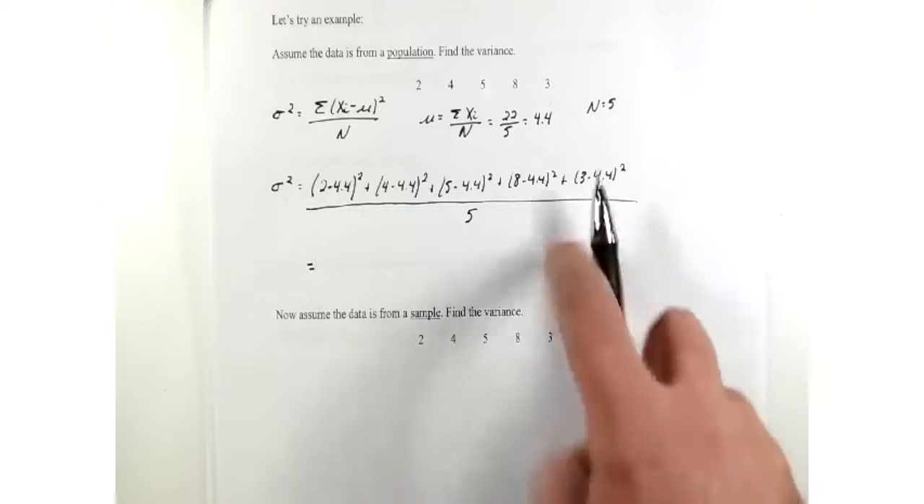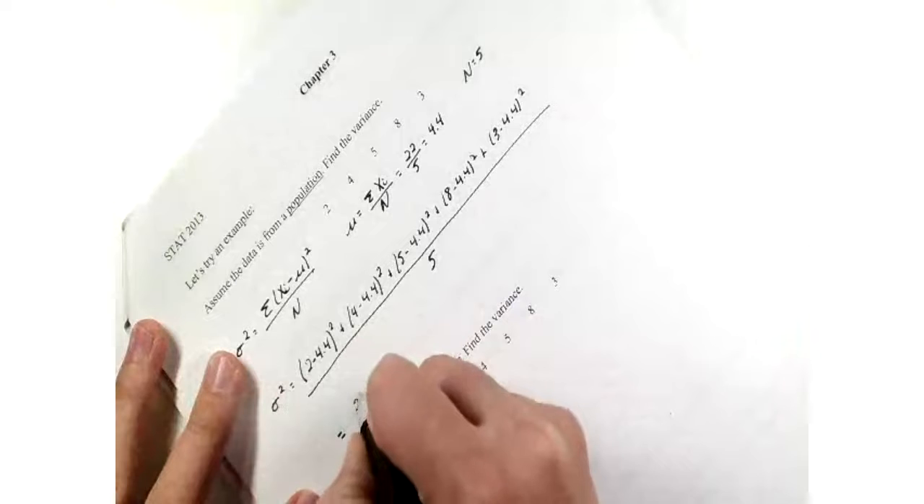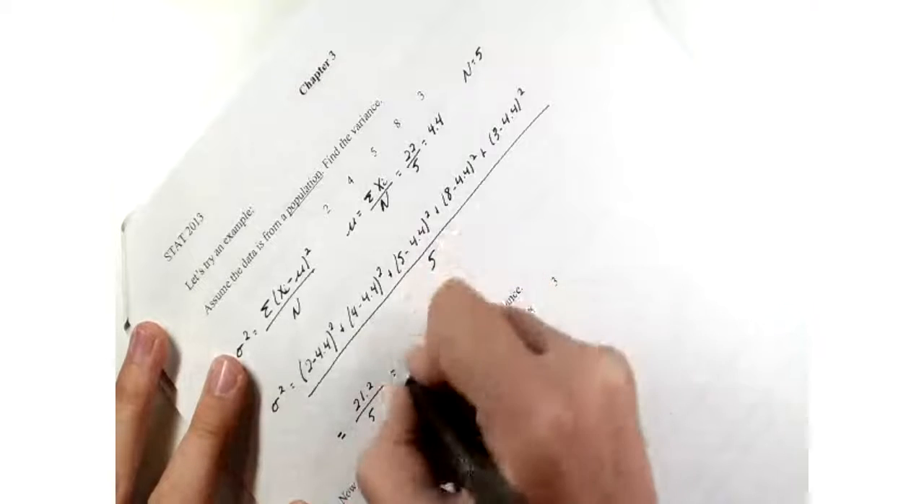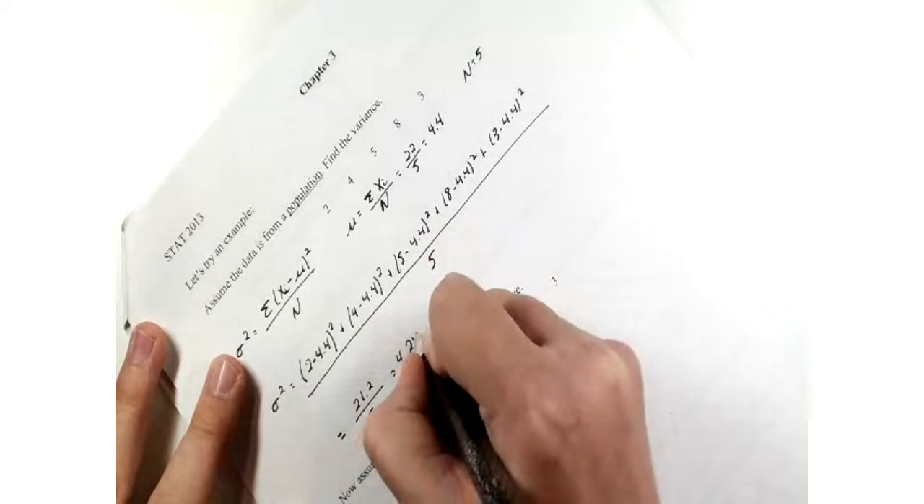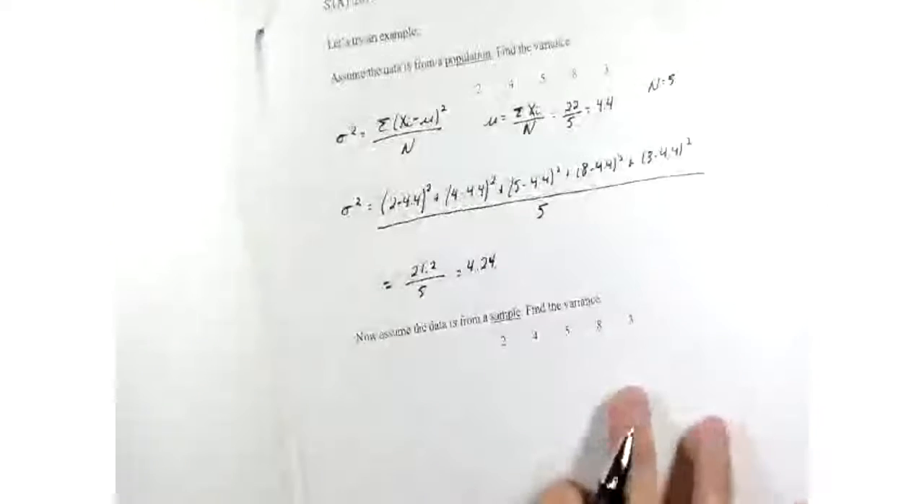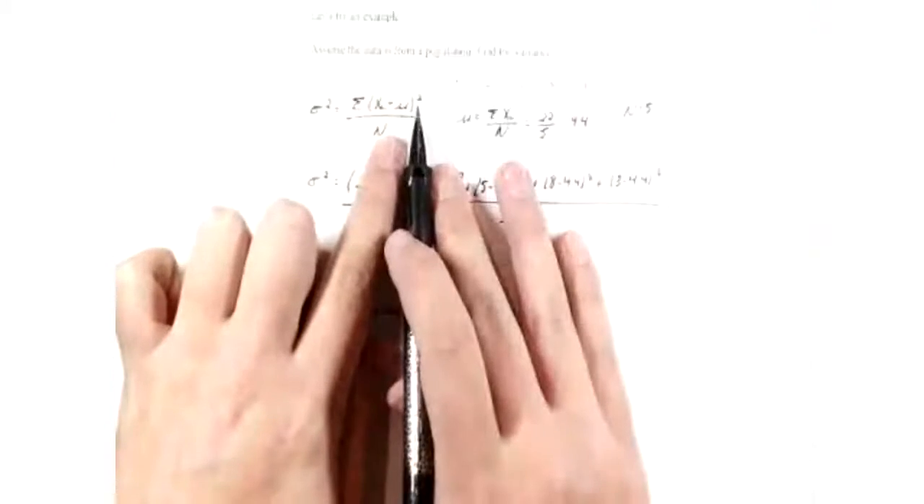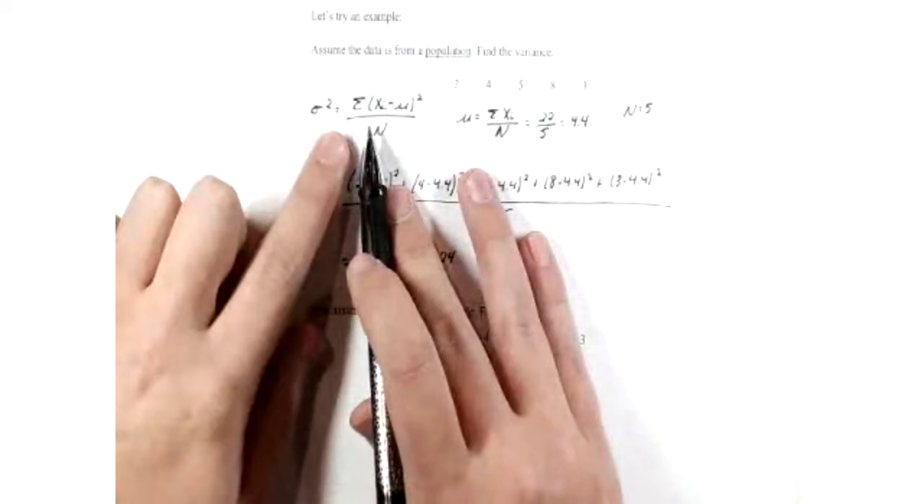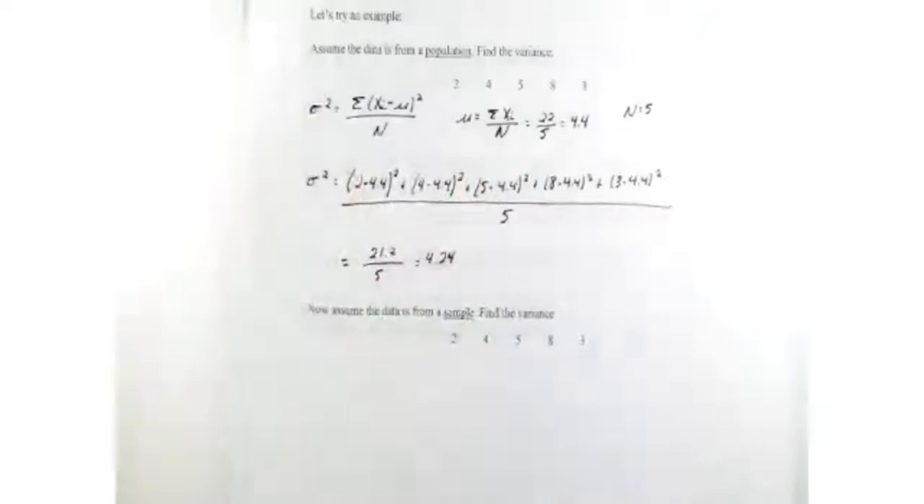Okay. So if you add all of them up in the numerator, you get 21.2 over the denominator 5. So it's 4.24. Okay, is everyone okay with how I did that? You take the difference each of these data points is away from the mean. You square those distances. Then you add them all up. And then since you want to find the average of all those squared distances, you divide by the sample size or the population size.